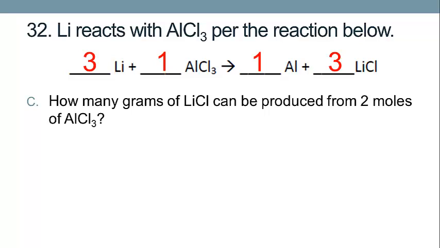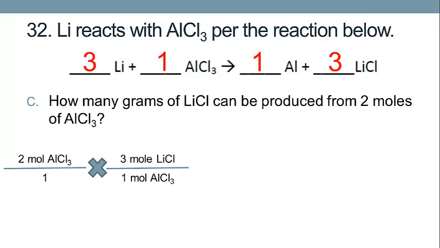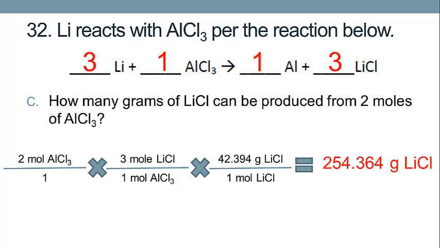The next question, how many grams of lithium chloride can be produced from 2 moles of aluminum chloride? So since I'm already in moles, I don't need to do any conversions, but I do need to convert aluminum chloride into lithium chloride, and the ratio is 3-to-1. 1 mole of lithium chloride has a mass of 42 grams, which means the total mass that I need is 254.364 grams of lithium chloride.